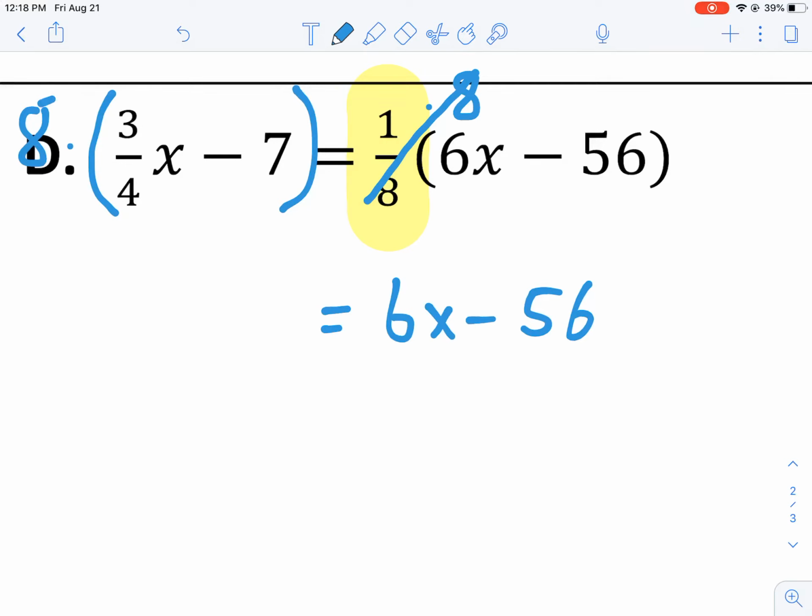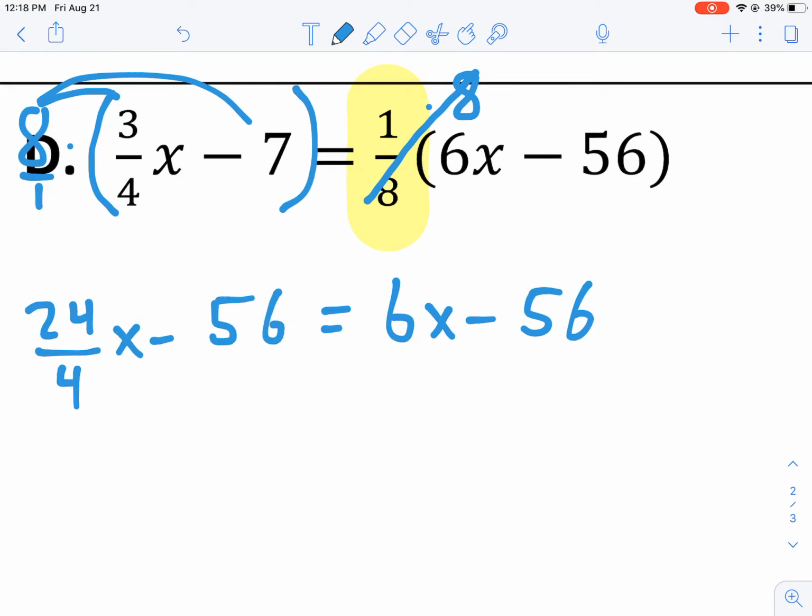And now we want to distribute here. So we have 8 times 3/4, all right? So again, that's 8 over 1, so we can multiply straight across. 8, 16, 24, so 8 times 3 is 24 over 4. And then we have 8 times -7, that's -56. Forgot my x, all right?